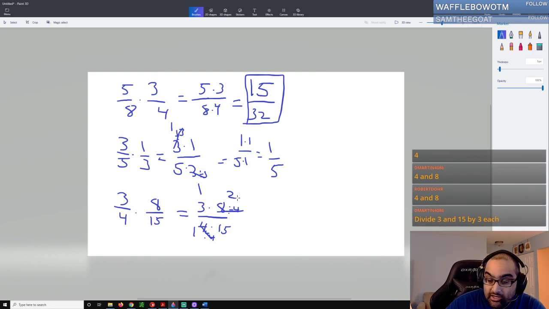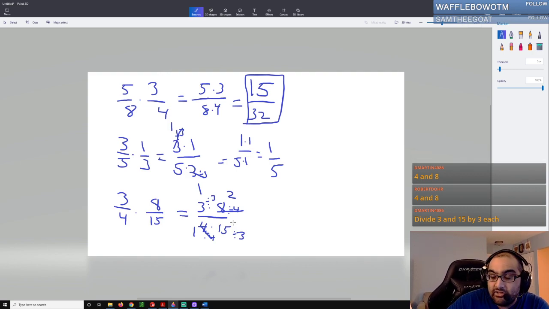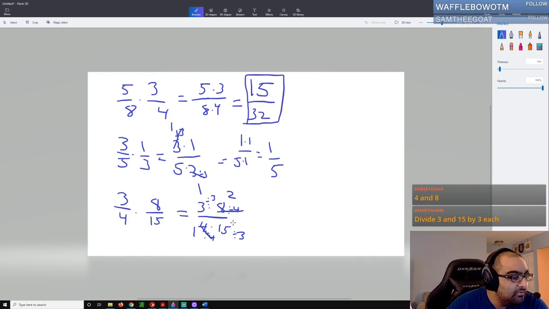Divide the 3 and the 15 by 3 each. So these are the common factors that we're talking about. It doesn't have to be on top of each other. They can be across as well. That's perfectly fine. That's usually what happens the majority of the time anyway. So we could take 3 divided by 3 and 15 divided by 3, and that's perfectly fine, so long as we balance things out: one on the top, one on the bottom.